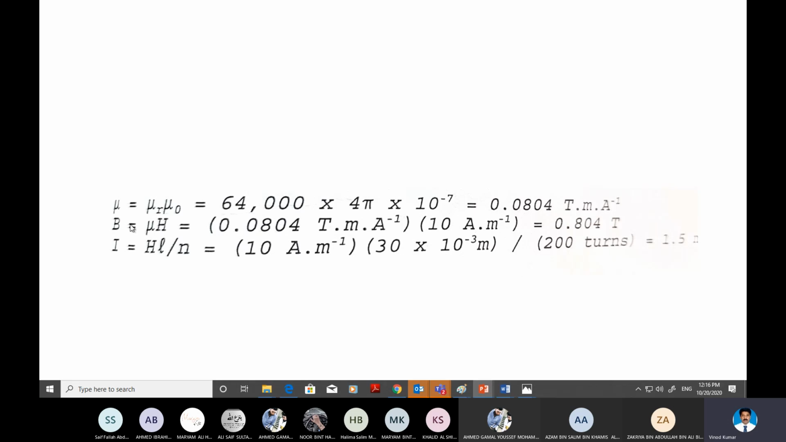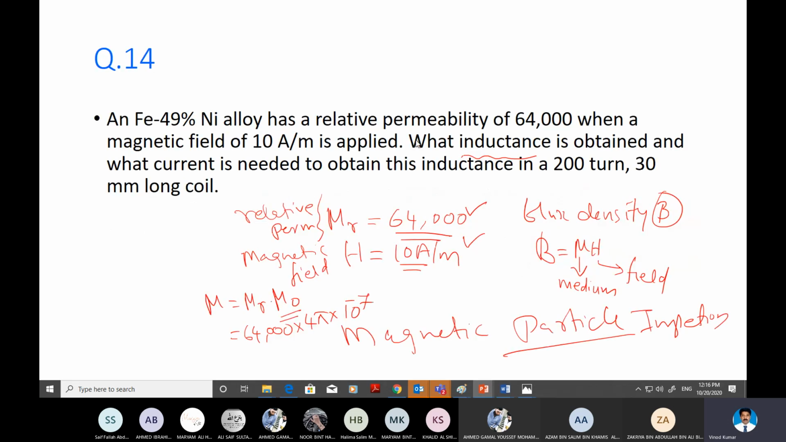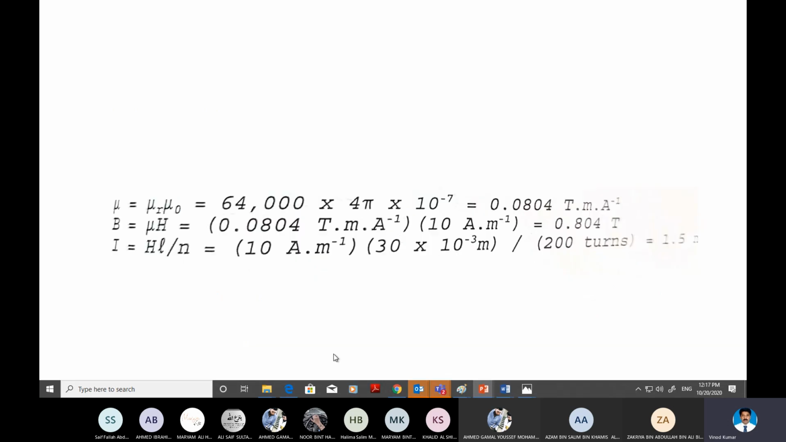So now we have the first answer. What inductance is obtained? That is B. The first answer for this question, you got it from here. This is called the inductance, or we call it the flux density. This is the answer for the first question.